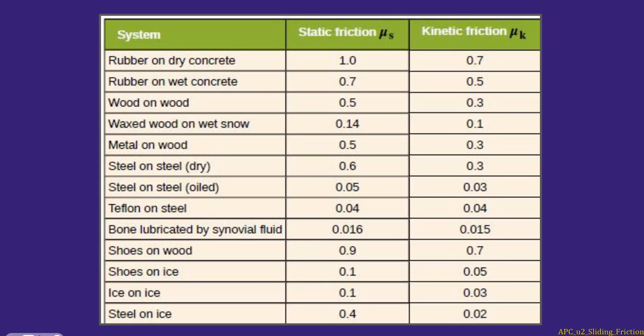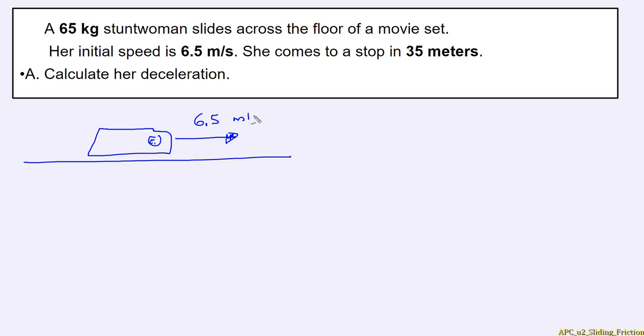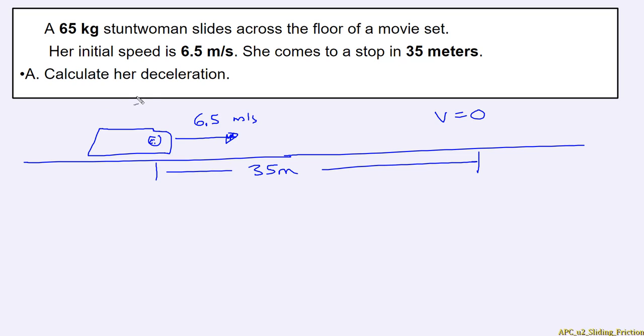All right, so let's do this problem. You have a 65 kilogram stunt woman sliding across the floor with an initial speed of 6.5, comes to rest after 35 meters. So I'm going to pause the video. You set up whatever you need to find her deceleration, and then we'll check back.